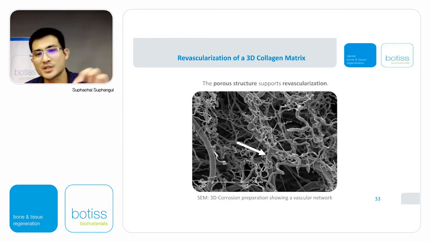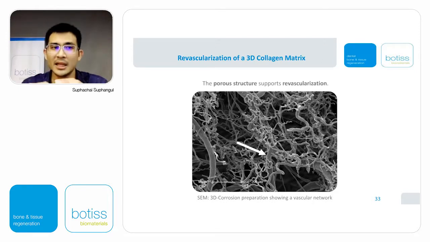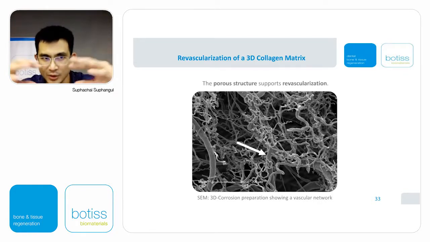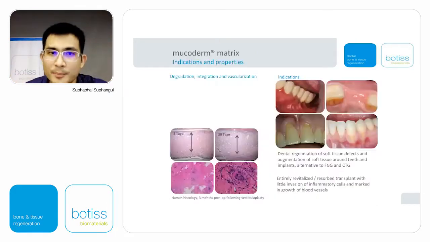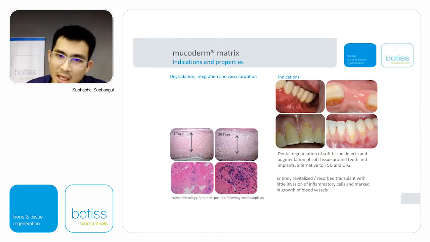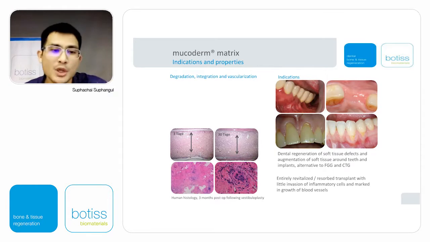It has small pores that support revascularization. For the healing process, the soft tissue creeps from the outside and grows into the mucoderm. This one you can see, you can use instead of the connective tissue graft, free gingival graft, or in procedures such as loose coverage.